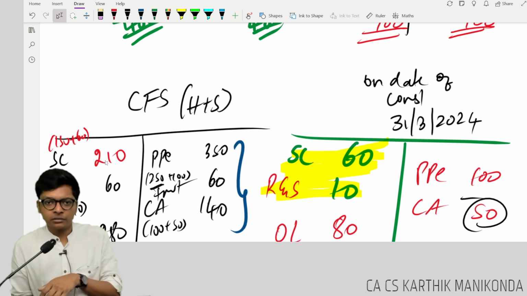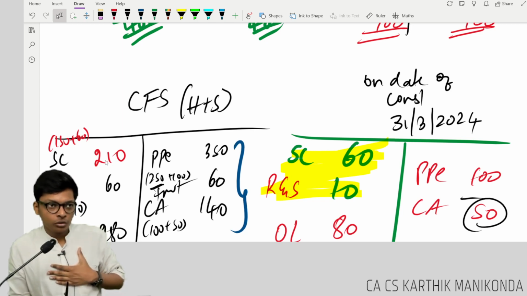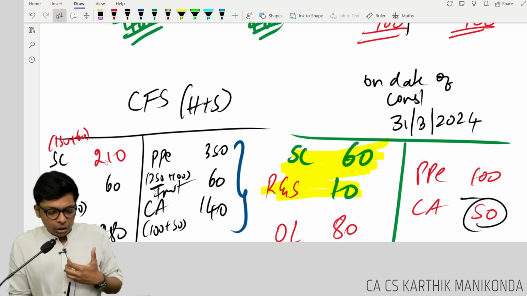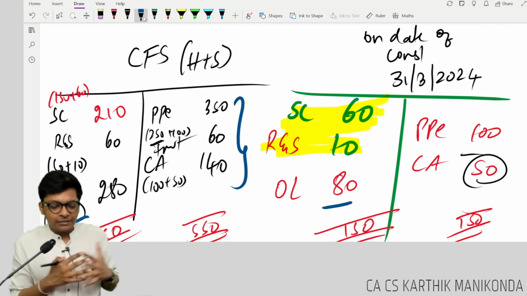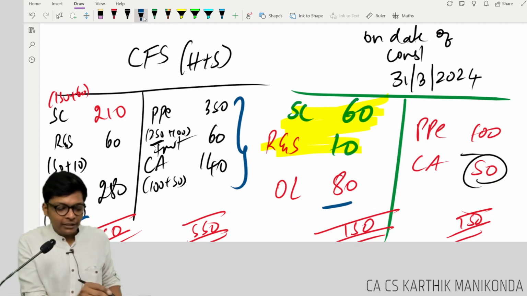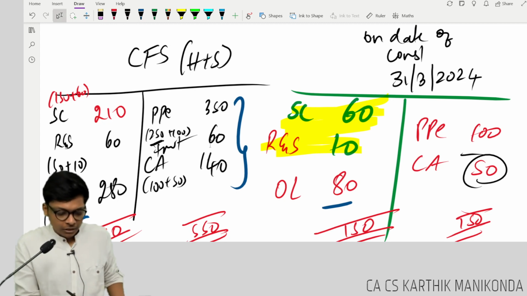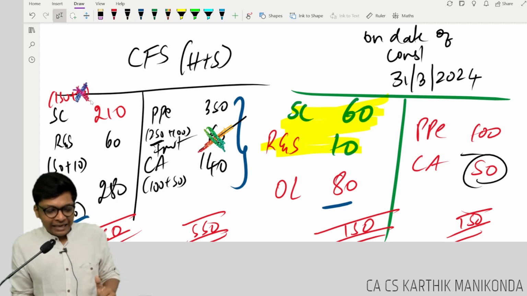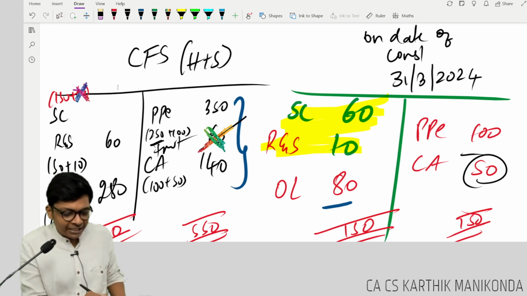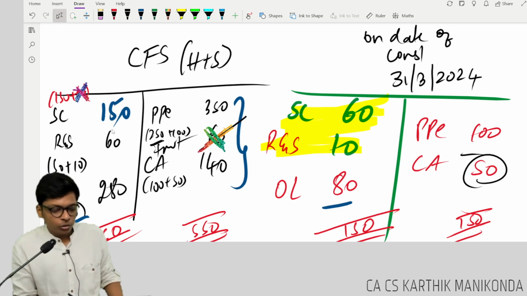Are you following, guys? Understanding? Now this is the key, guys. This is the key, very important. Follow. Now I have to cancel. Cancel what and what? Investments will be cancelled with share capital. 60 I will cancel and I will write new share capital as 150.